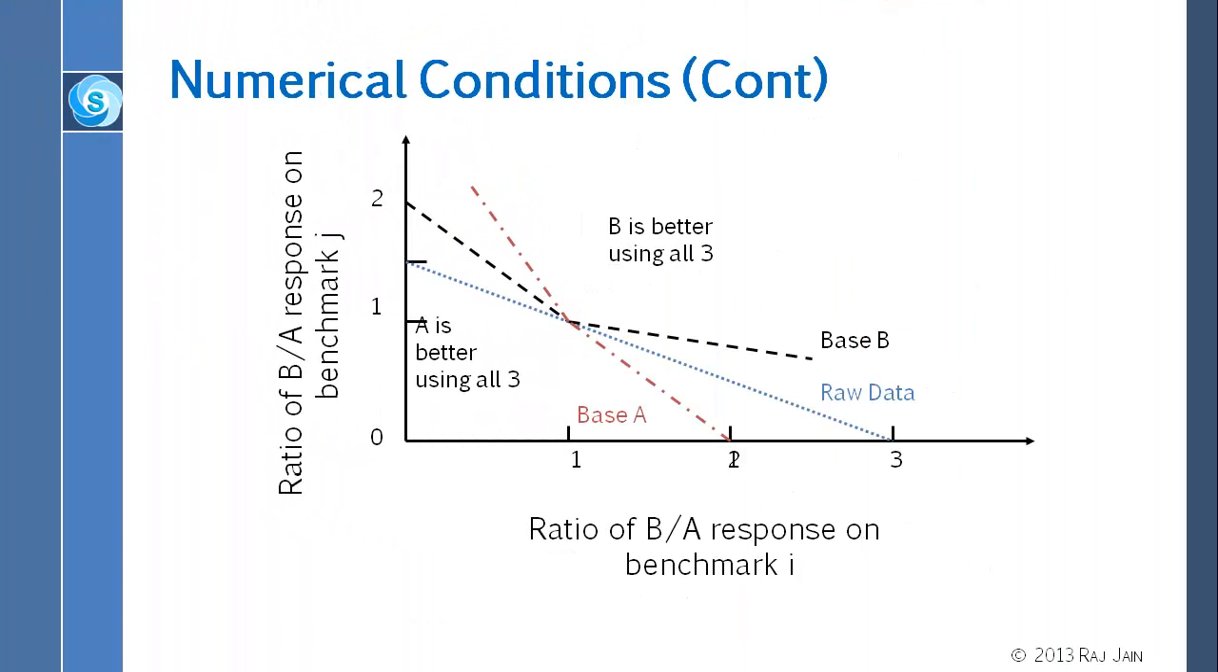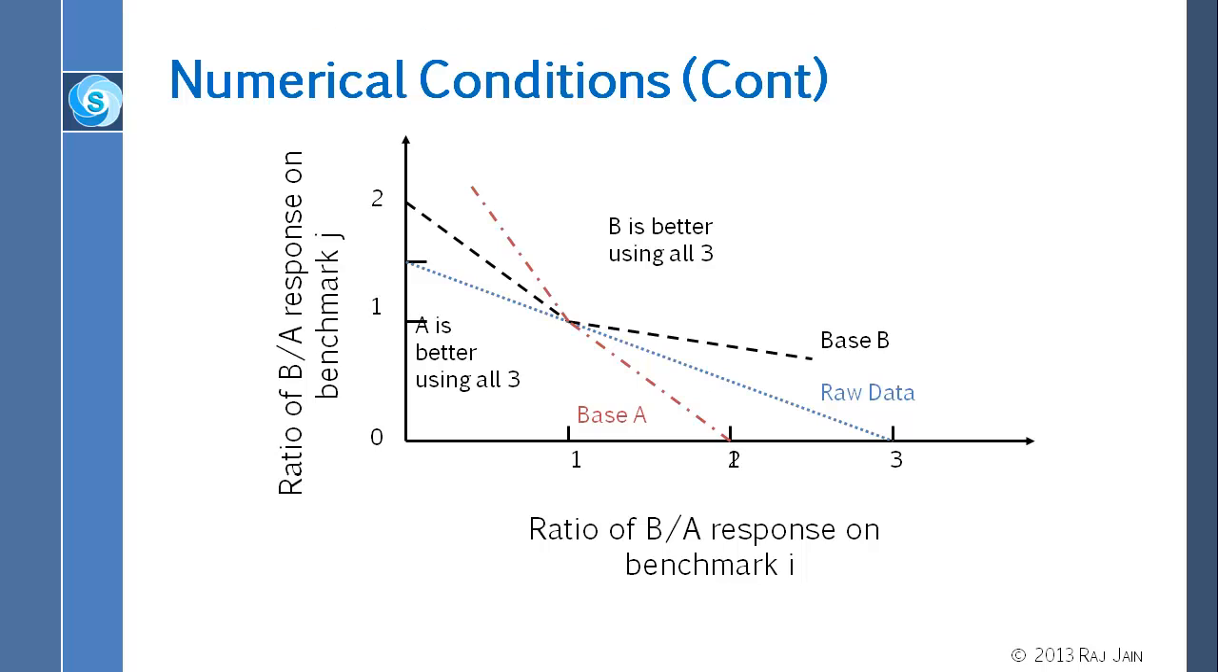And the conclusions are that if you just take the raw data and take the average, what are we plotting here? We are plotting 1, 2, and 3, the ratio of B to average response and benchmark I. So this is the X, and this is the Y. And this line simply says that over here B is better, over here A is better.